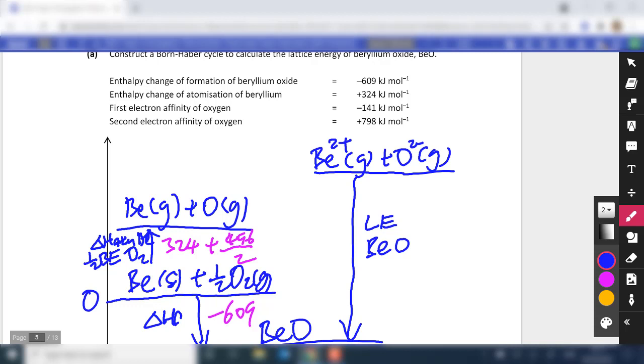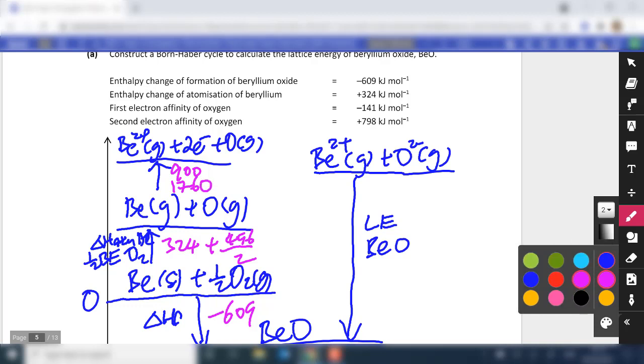Then the next thing we need to do is to flip over the data booklet and determine the first and second IE of beryllium. Remember that for similar energetic terms, we can actually combine the values so that we do not need to draw so many levels. So in this case, we'll combine the values. So we just go up here. This will give us Be2+ gaseous plus 2 electrons, plus oxygen gaseous. This value is found to be 900, that's the first IE, and then 1760.